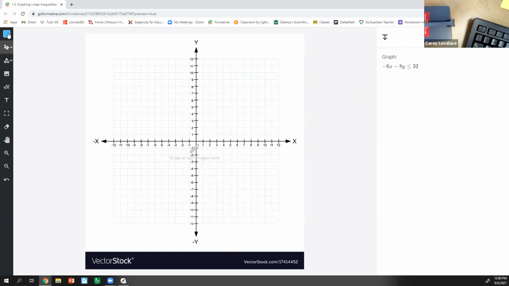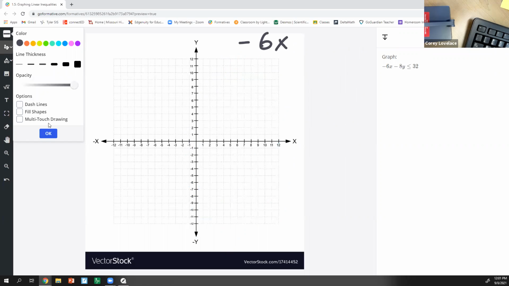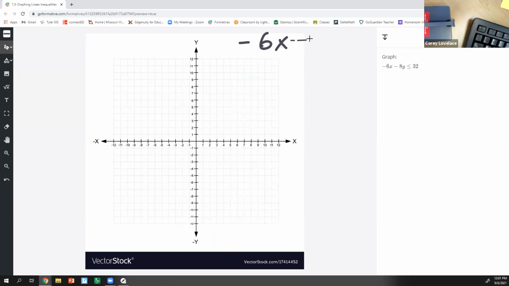All right, next one. Change that back. So -6x, it's a little too thick. Minus 8y is less than or equal to 32. Add the 6x, -8y is less than or equal to 6x plus 32. Divide everything by -8. So y, since I divided by a negative, I change that symbol.